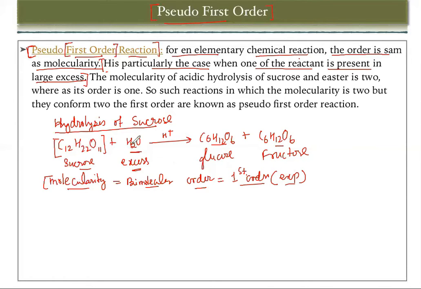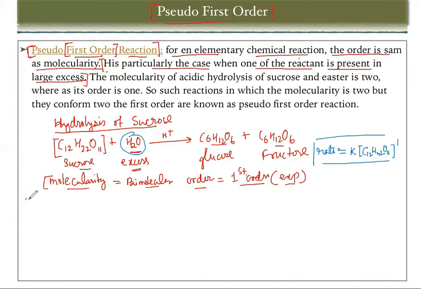For this case, if we consider water is in excess amount and sucrose, we can write the rate as some constant K times the concentration of sucrose, C12H22O11, to the power 1. So this will be the expression for the reaction.